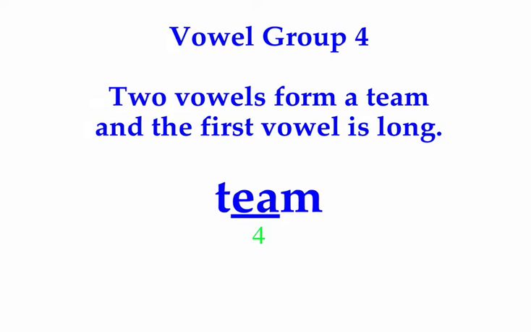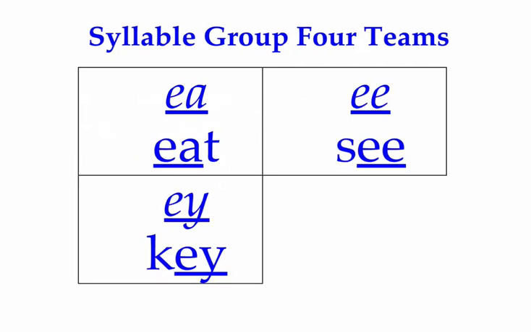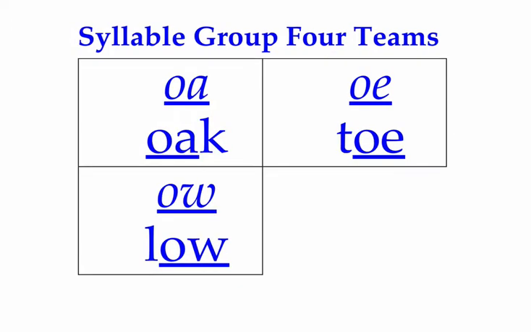Let's review the vowel group 4 teams. We have two that begin with A. AI and AY both represent the long A sound, as in rain and pray. We have three teams that begin with E: EA, EE, EY. They all represent the long E sound, as in eat, see, and key. We have OA, OE, and OW, all representing the long O sound, as in oak, toe, and low.